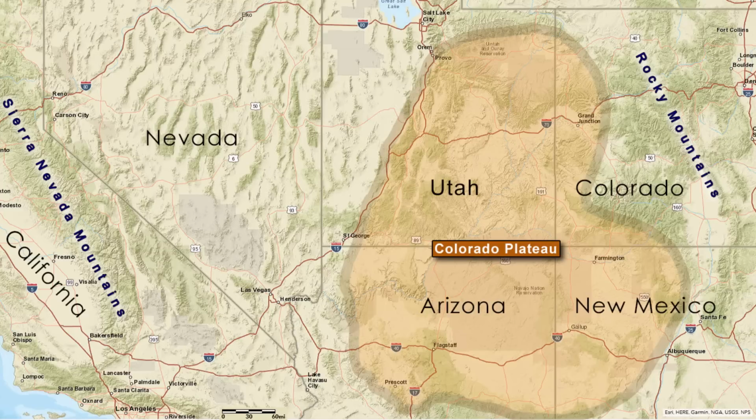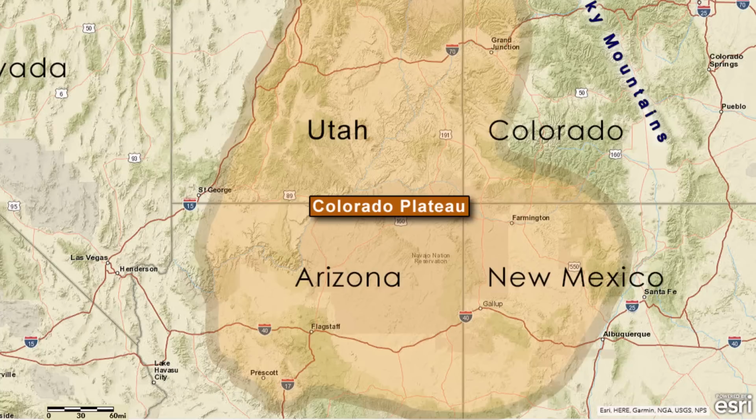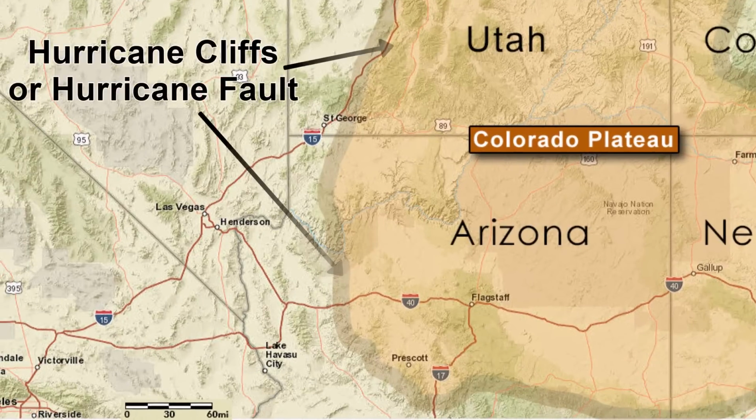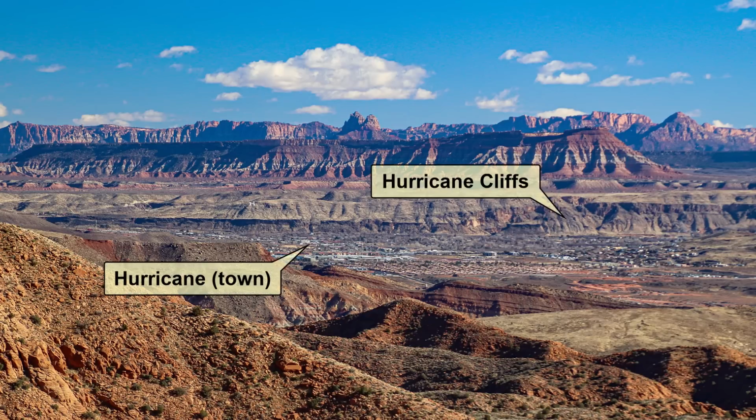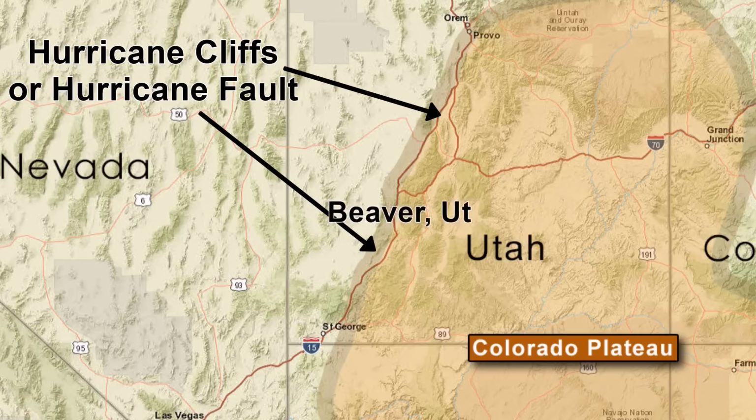Here's a map of the Colorado Plateau. As you can see, it takes up a good chunk of eastern Utah, a big chunk of northern Arizona, and small pieces of both Colorado and New Mexico. The steep slopes of the Colorado Plateau can be found on its western and southern borders. Its western border consists of the Hurricane Cliffs, or Hurricane Fault, that runs roughly from Seligman, Arizona in the south, north across the Grand Canyon to Hurricane, Utah, which is where its name comes from. Then it follows I-15 to roughly Beaver, Utah in the north.